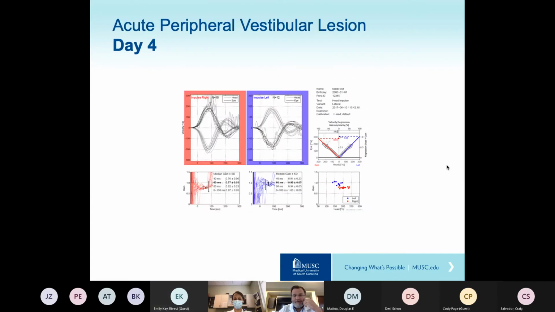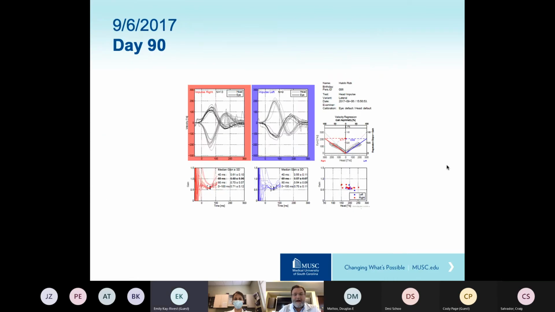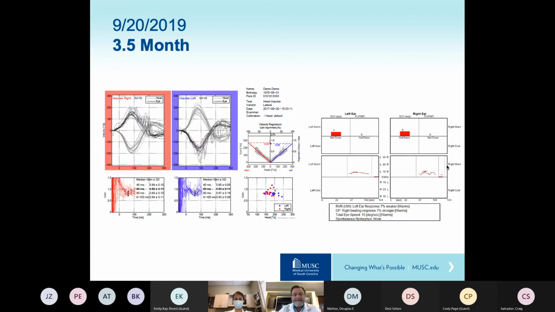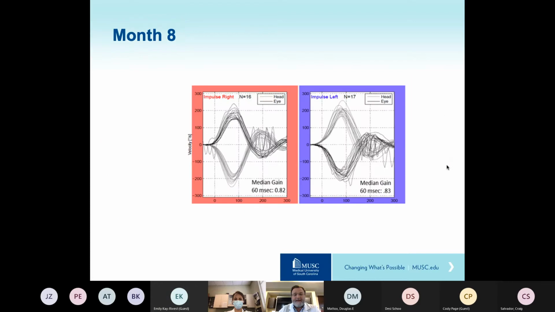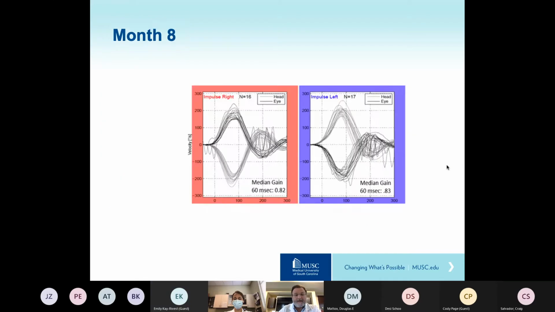And so if we can go day 4, day 9, day 17, week 5, day 90, 3 months, and then at 8 months. So the recovery happens initially very fast, but then it's because you could have a patient coming at that stage with this V-hit. Not impressive in itself, the gains are fine, but still it could be a marker of an underlying vestibular dysfunction.